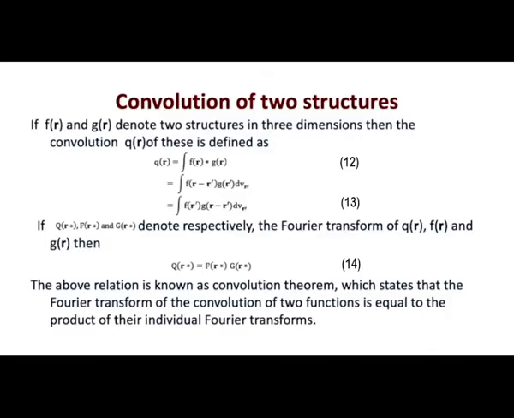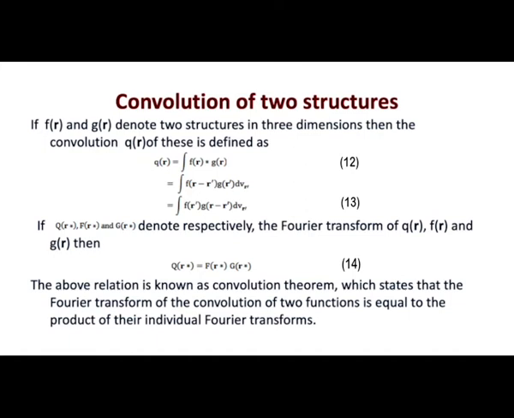So here we will see mainly the theorem. Later we will see what was the GNR contribution towards this convolution theorem, getting the 3D images from 2D planes. If f of r, little f of r, and little g of r denote two structures in 3 dimensions, how do you define the convolution Q of r of these structures? Q of r is the integral. You place the function f of r, put a symbol star, multiply by g of r.